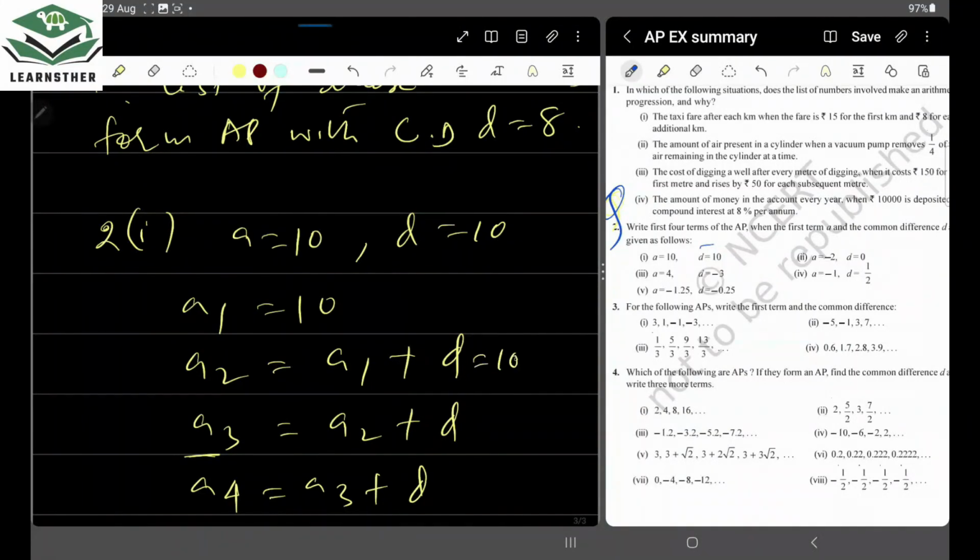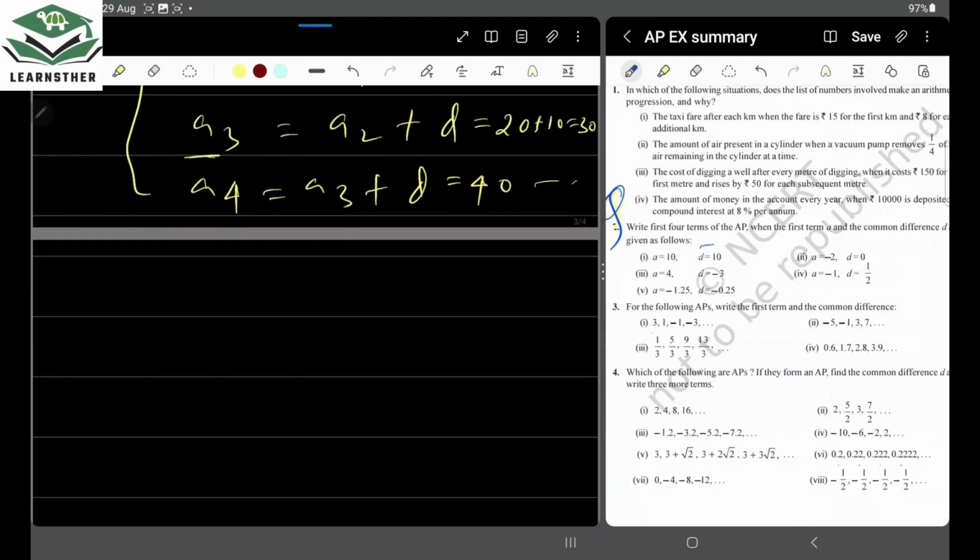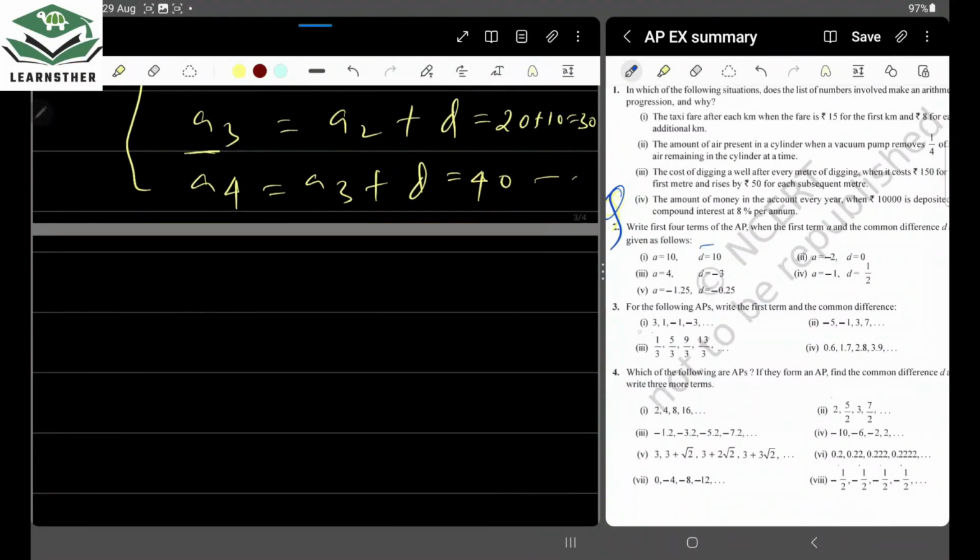So here it will become 10 plus 10, 20. Here it will become previous term plus 10, 30. In the same way, this will become 40. So we have written first 4 terms of the AP. Okay. These are the first 4 terms. Then next see question 3.